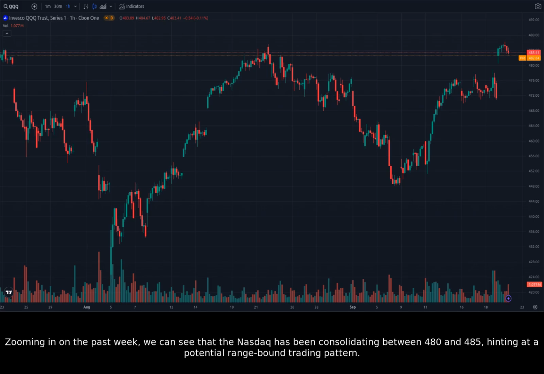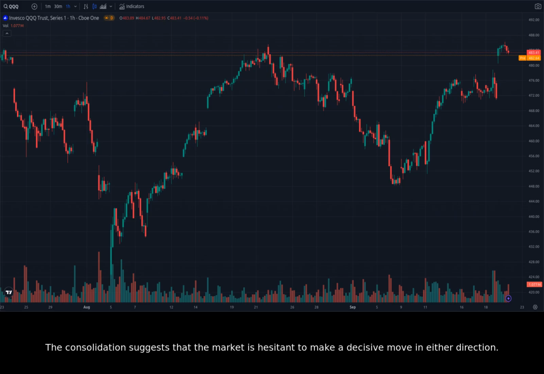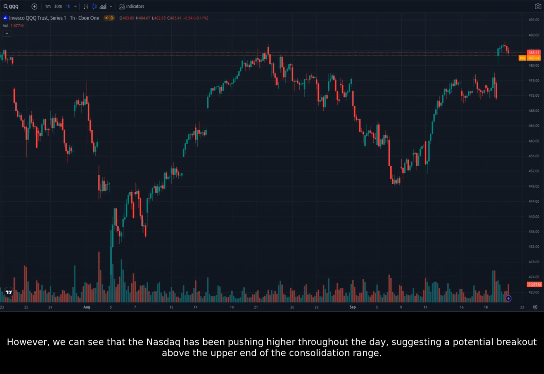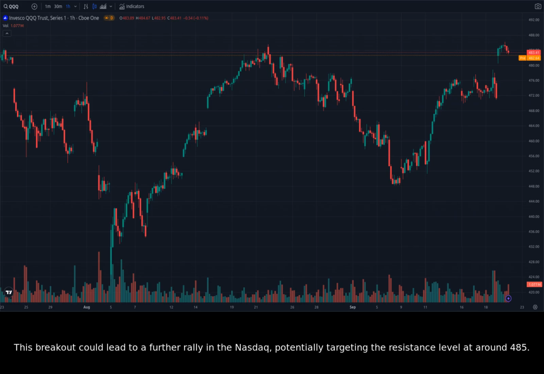Zooming in on the past week, we can see that the Nasdaq has been consolidating between 480 and 485, hinting at a potential range-bound trading pattern. The consolidation suggests that the market is hesitant to make a decisive move in either direction. However, we can see that the Nasdaq has been pushing higher throughout the day, suggesting a potential breakout above the upper end of the consolidation range. This breakout could lead to a further rally in the Nasdaq, potentially targeting the resistance level at around 485.